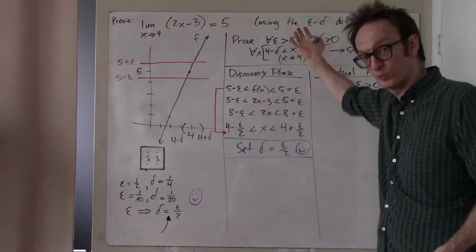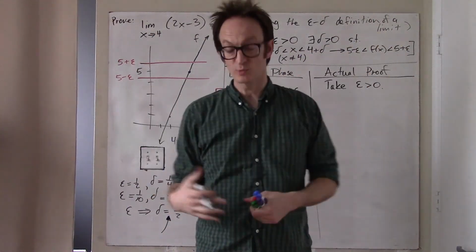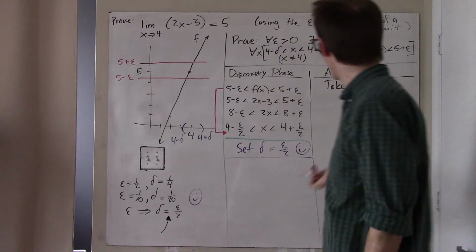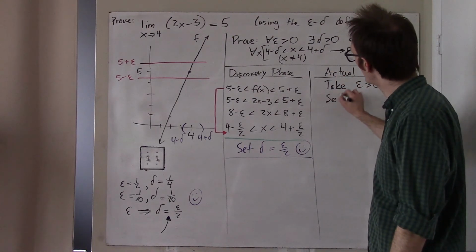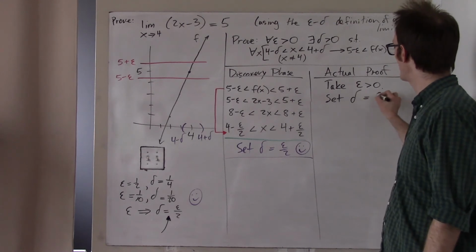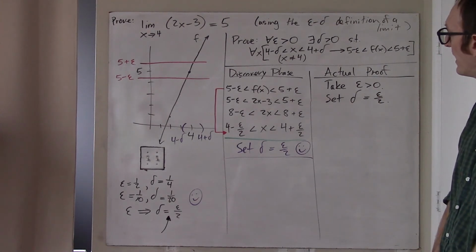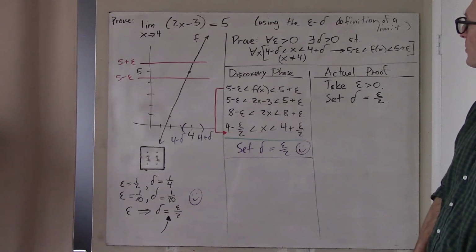This is how you do a proof in general. You want your proof to work for any possible epsilon. So take some epsilon challenge. How should we respond? Aha, well I have just learned in the discovery phase that I should set my delta to be epsilon over 2. Okay, now all I have to do is show that it works.